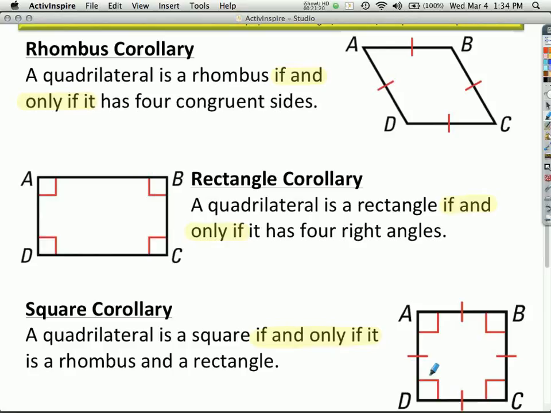So then, for the square corollary, isn't it kind of like how you would call something a regular polygon? Isn't it kind of like the regular square? Can a square be irregular? What is the definition of a regular polygon? It's equilateral and equiangular. And a square is?